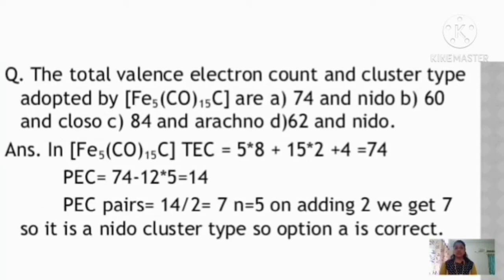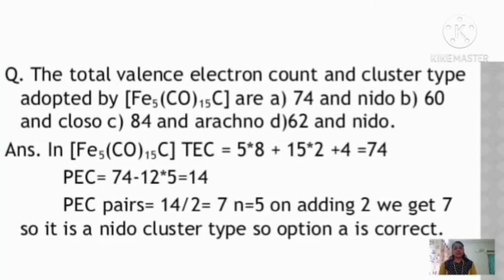Again, to find the cluster type, we have to find the polyhedral electron count. That is the total electron count, 74, minus 12 into n, where n is the number of metal atoms. Here the number of metal atoms is 5. So 74 minus 60 is equal to 14. Then we find the pairs by dividing by 2, so 14 by 2 is equal to 7.